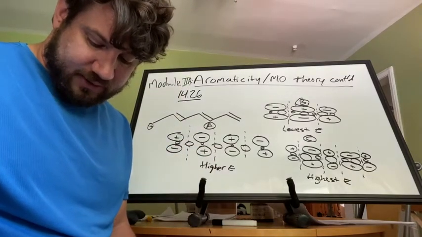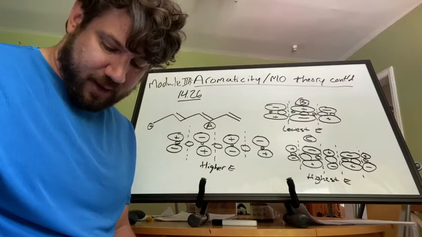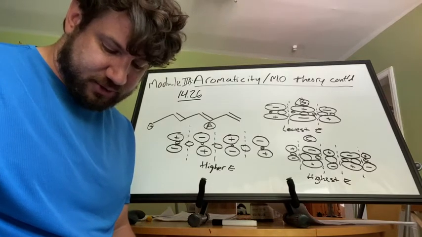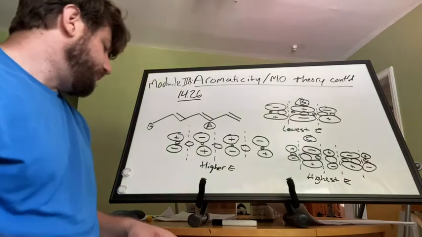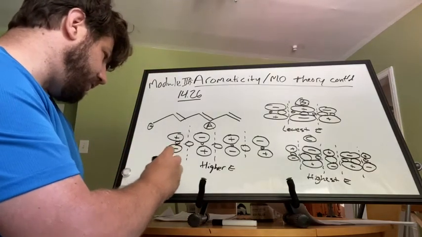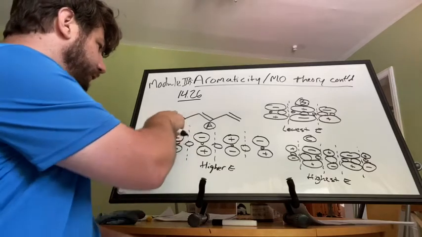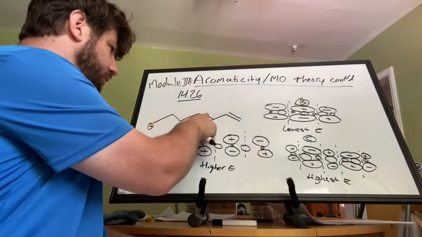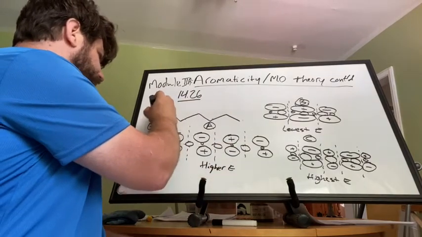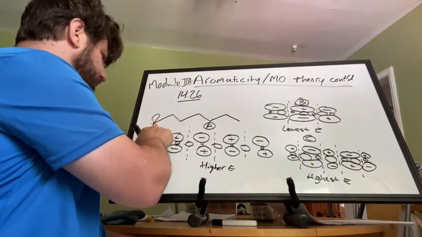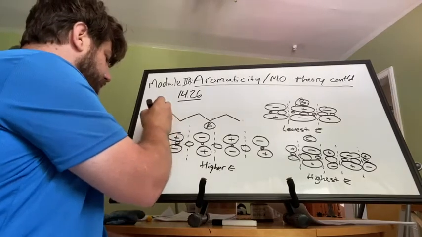Okay, so part B says draw the p atomic orbital contributions on each carbon atom that would give rise to the molecular orbital. So in other words, if I were to draw this in zigzag pattern, it would just go. Let's take this off here, the charge.